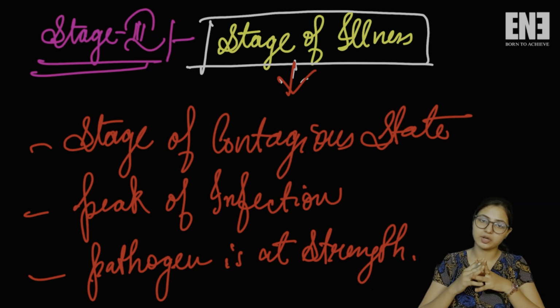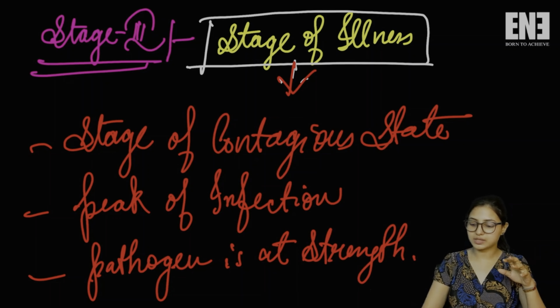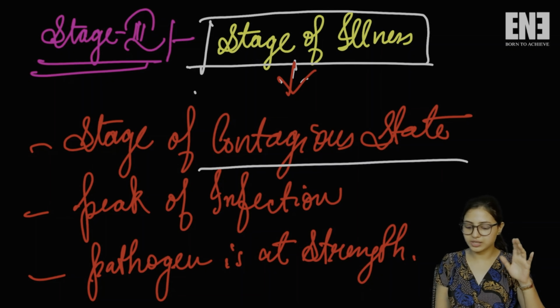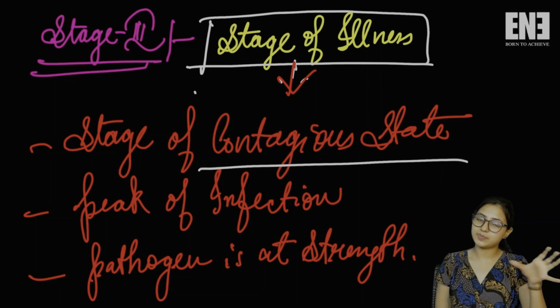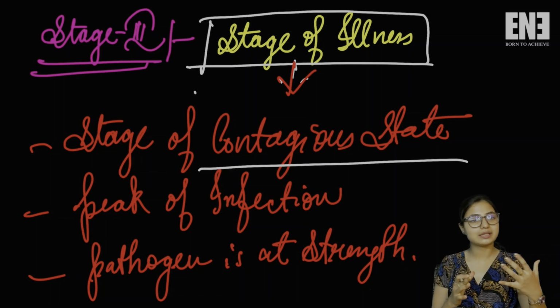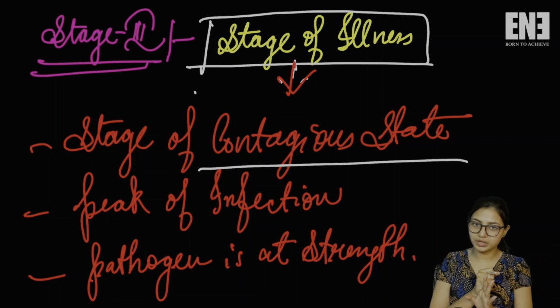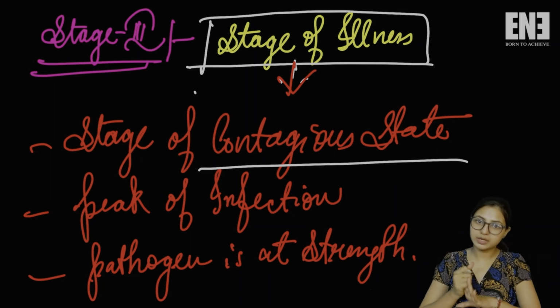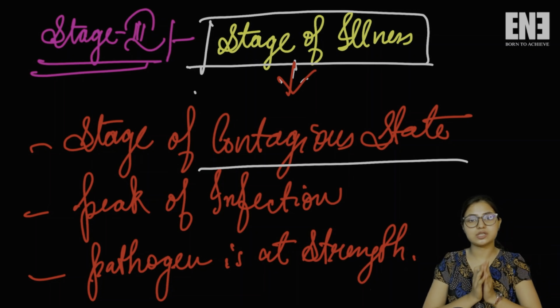क्रॉस इन्फेक्शन के भी बहुत सारे चांसेस हैं यहाँ पे. So this is the stage of illness. Okay, so from this is important. This is the contagious state, the person at its peak of infection and the pathogen is at its strength. Am I clear till this? So stage 1 is your incubation period, stage 2 is a prodromal period, followed by stage 3. Stage 3 is the stage of illness.